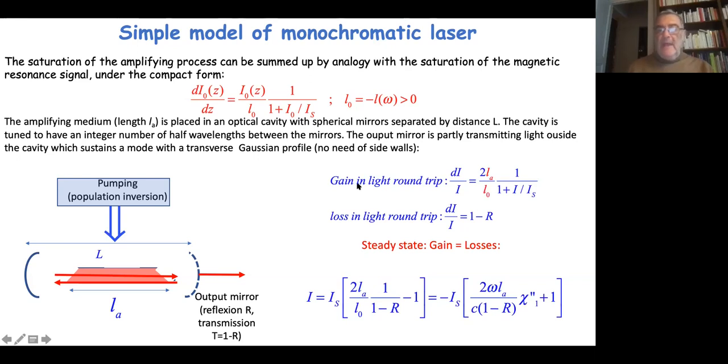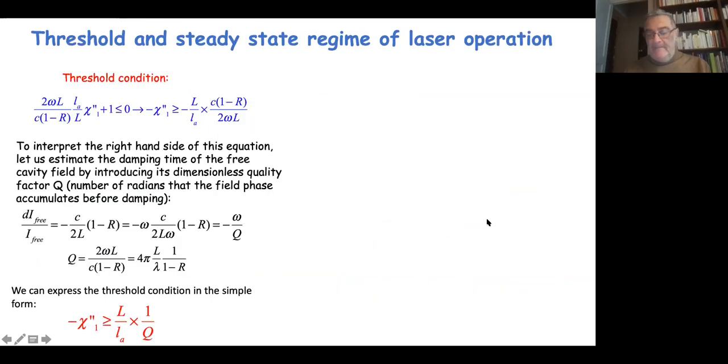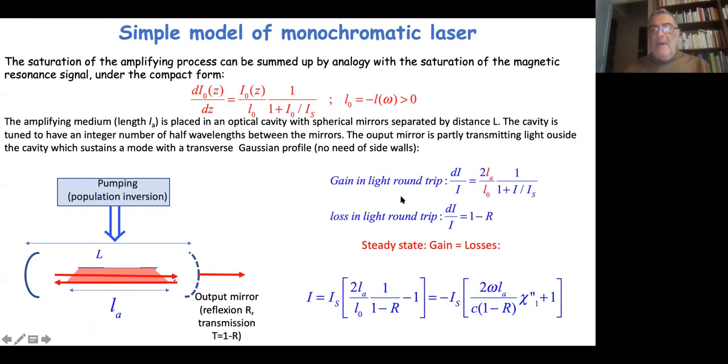You can compute the gain in a round trip. dI over I is given by the expression that I've shown you here. And you have the losses in a round trip, dI over I. The losses is just 1 minus R. Each time the system makes a round trip, a fraction 1 minus R is going out, so this is a loss. And when you equate the gain and the losses, you get this expression, which you can retrieve by yourself.